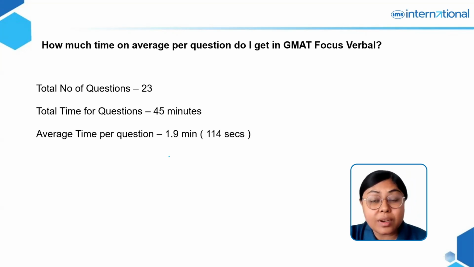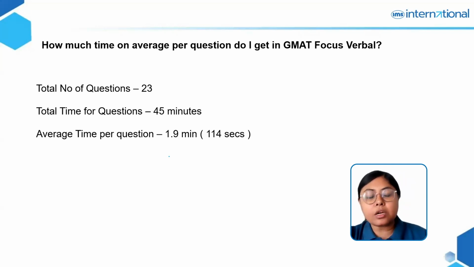I am having 23 questions. Questions also have come down. Total time is 45 minutes, and if I do a very simple calculation, it's 1.9, right? Almost 2 minutes. So it looks like, oh, I just need somewhere closer to 2 minutes. But can the average time per question be uniform? Can I have a similar pacing all throughout?